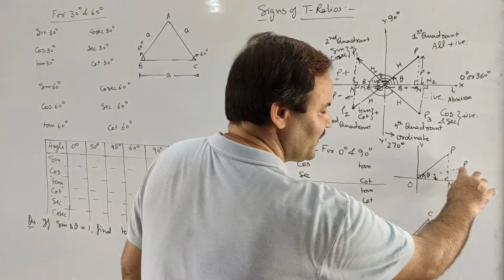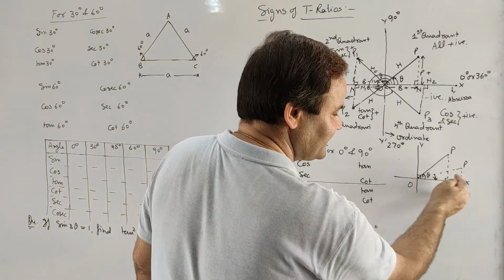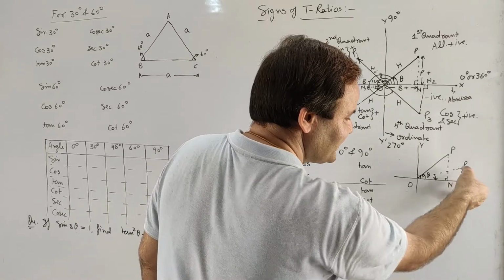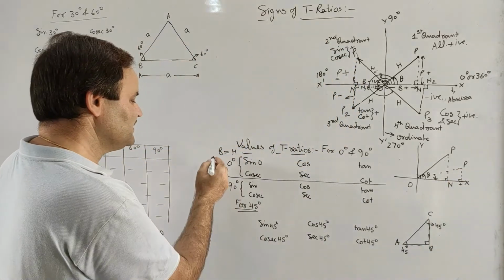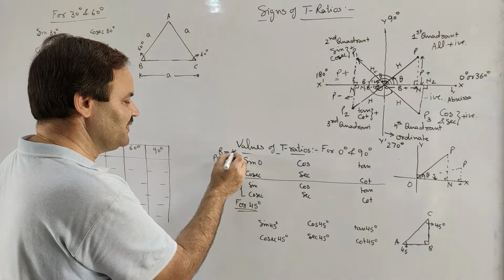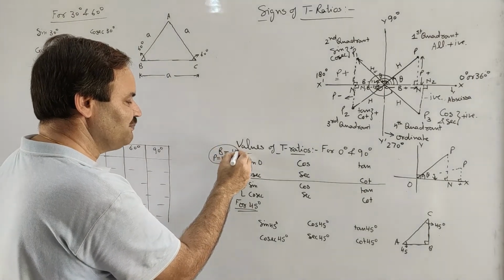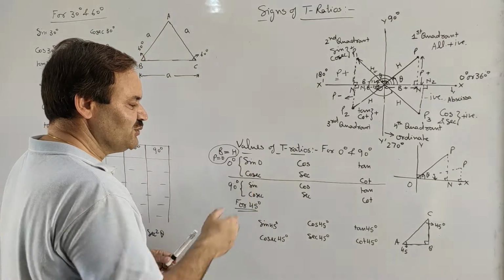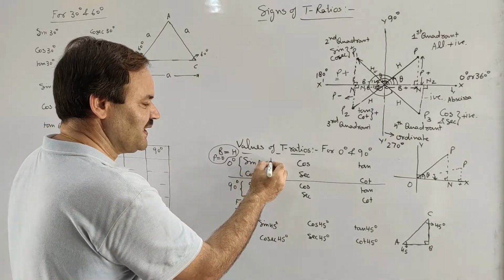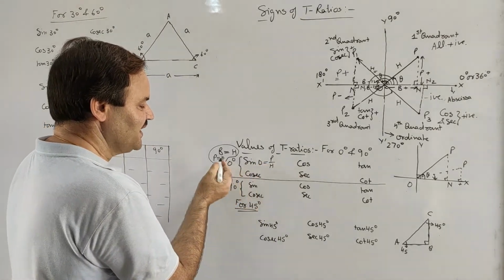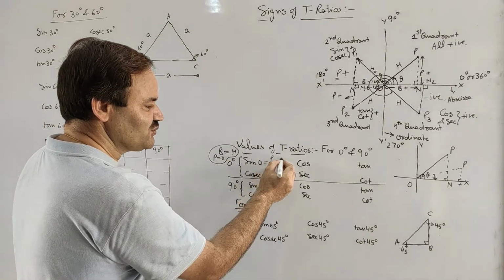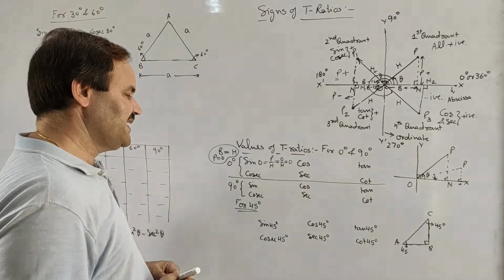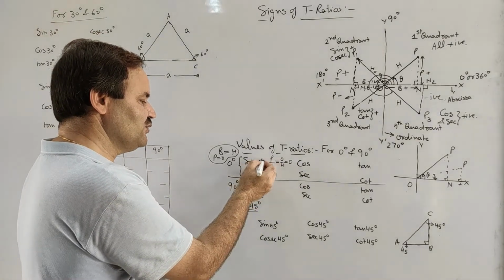And what about perpendicular? If angle theta will be 0, hypotenuse will coincide on the base, so the length of perpendicular will be 0. So perpendicular will become 0 while base will become equal to hypotenuse. We know sine 0 degree is perpendicular upon hypotenuse and perpendicular is 0, so 0 upon h will give 0. So sine 0 degree will be 0.